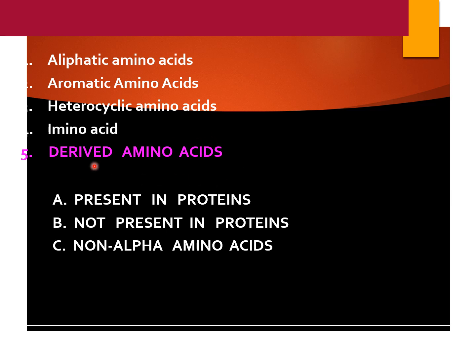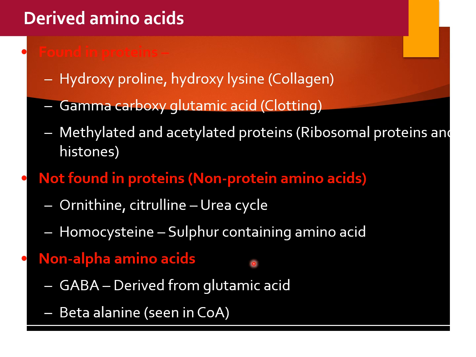Now move on to the derived amino acids. They can be of 3 types. One, derived amino acids which are present in protein. Second, they are not present in protein, they are independently existing and performing some functions. Then non-alpha amino acids. So let's see one by one.